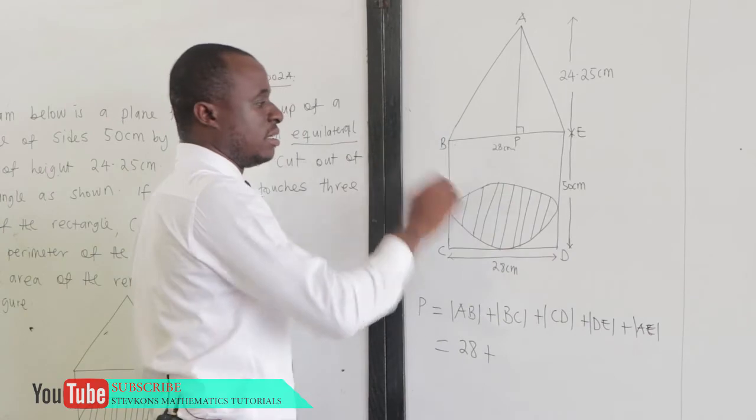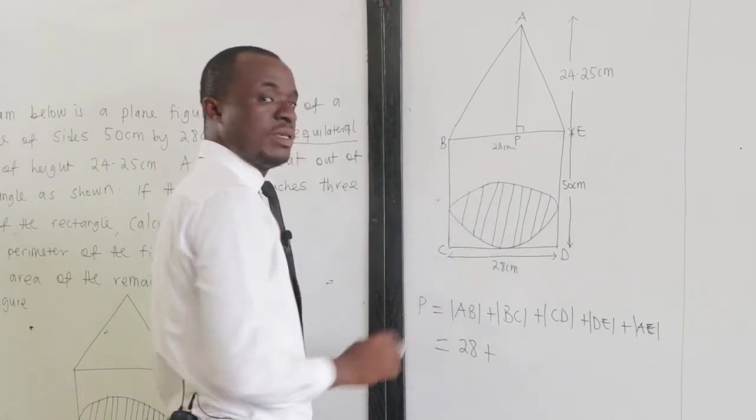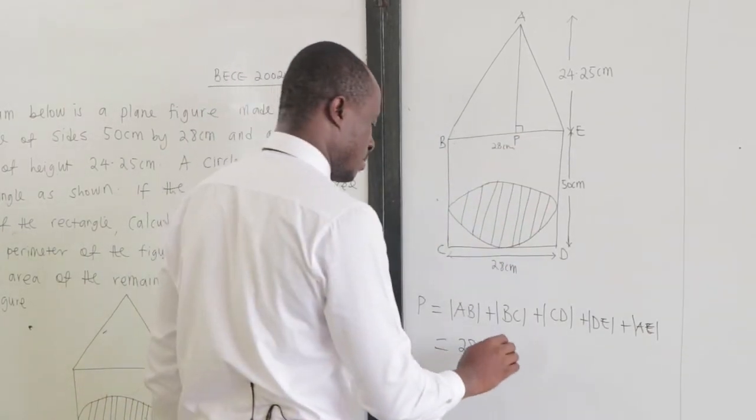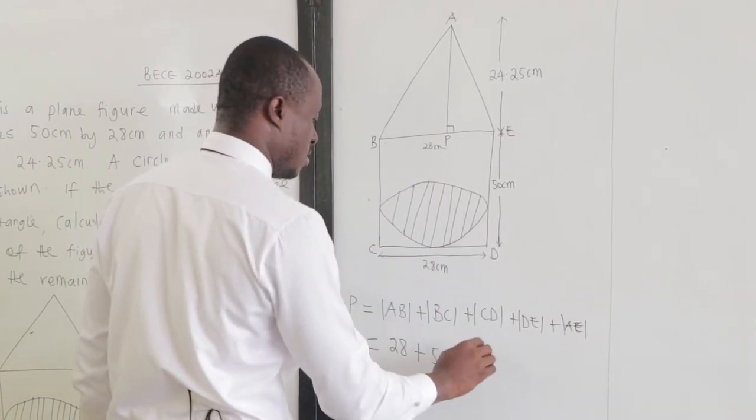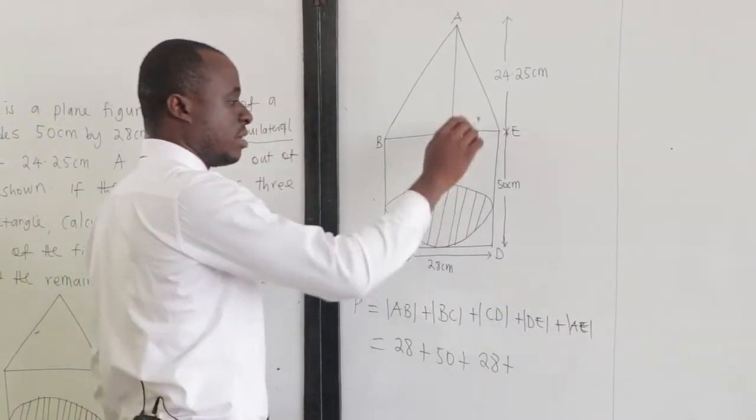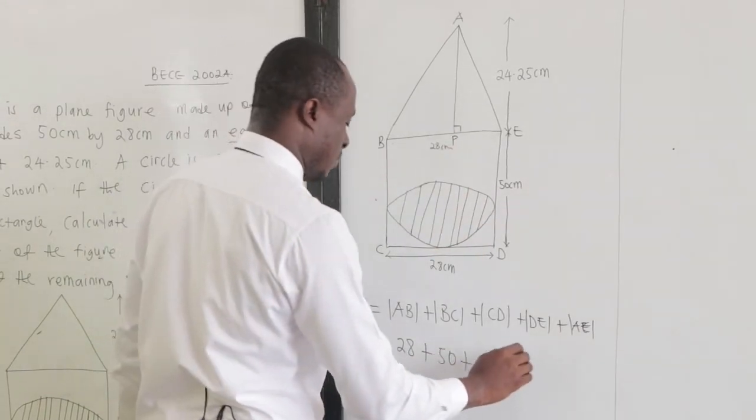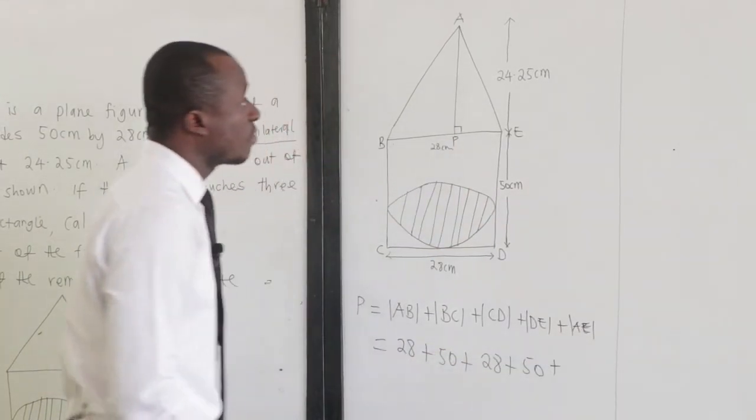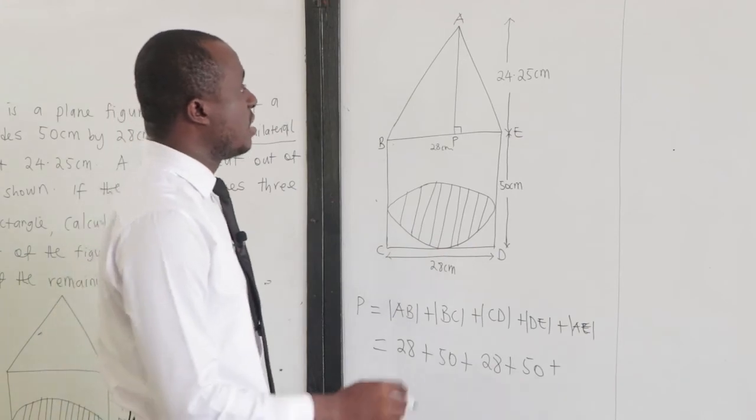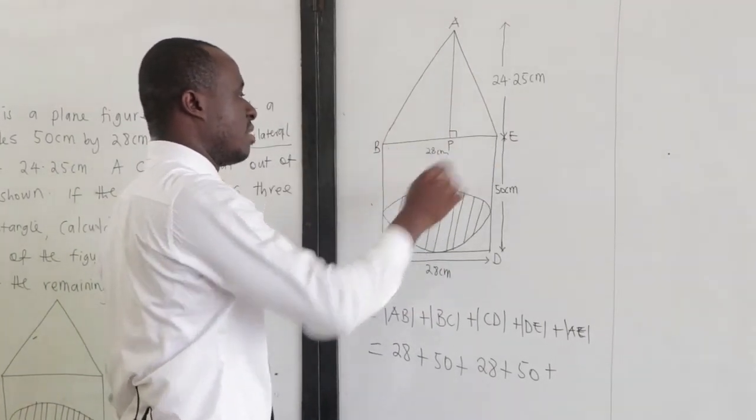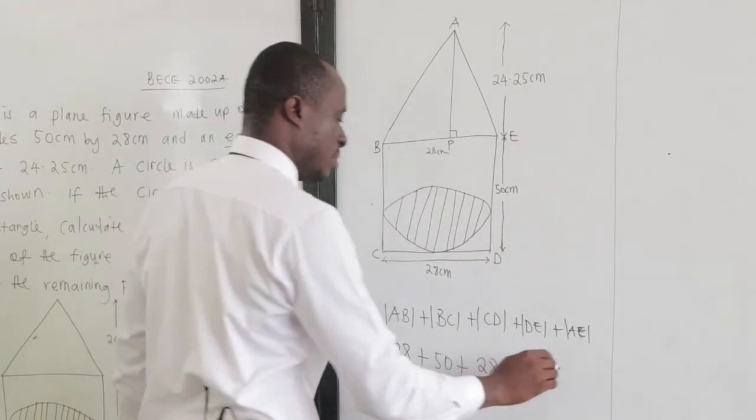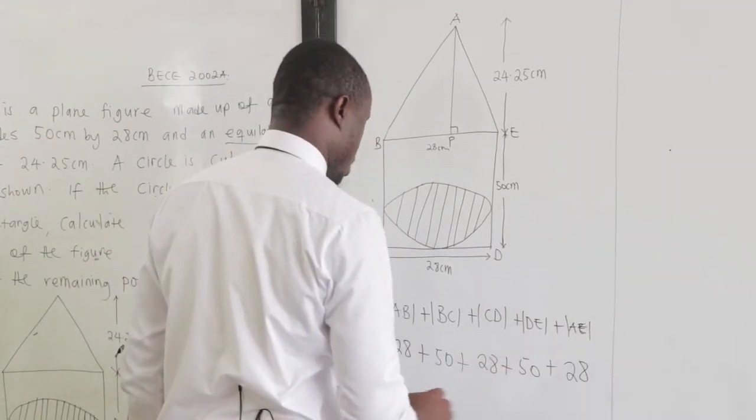Now what is BC? If this is 50, BC too is 50. What is CD? CD is 28. What is DE? DE is 50. And then what is AE? AE is the same as BE. So that one too is 28.